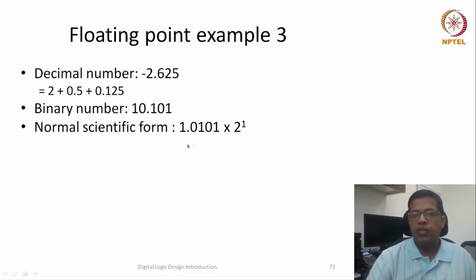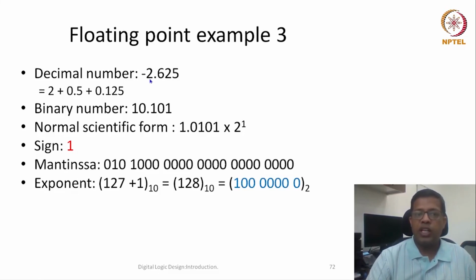Now with the normal scientific form created, I know the exponent, mantissa as well as the sign bit. Sorry, here the sign bit has to be negative. Because it was negative, I put the sign as 1, and the mantissa is these 4 bits. 0 1 0 I'll put in the first places, then 1, and the rest of the bits are zeros, I'll keep the trailing zeros.